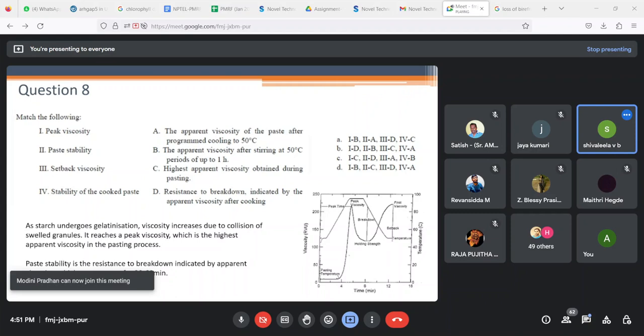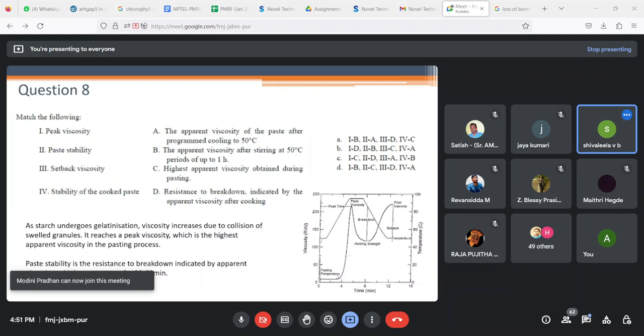Cooling of viscosity. Yeah, so you're cooling the paste to 50 degrees now. After it was at 95 degrees for so long, now you're cooling it to somewhere around 50 degrees. At that stage, you can again see there's a rise in viscosity. This rise in viscosity is because once you start cooling down, all your molecules will start coming together, and they will form hydrogen bonds in between. So intermolecular hydrogen bonds will start forming.